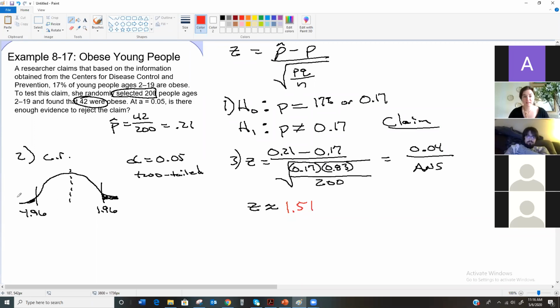1.51, where's that at? Is it below the negative 1.96, or above the 1.96, or is it between them? It's between them. Yep, it's only like right here, right? 1.51 is like up here, but not above 1.96. 1.96 is almost 2. So 1.51 is less than 1.96. So it's down here below that. So we are going to not reject it.